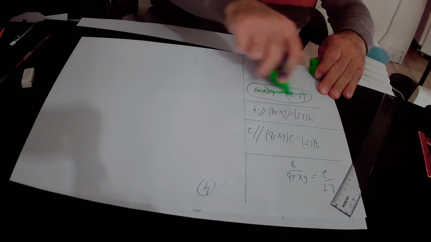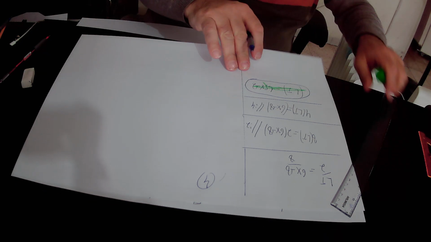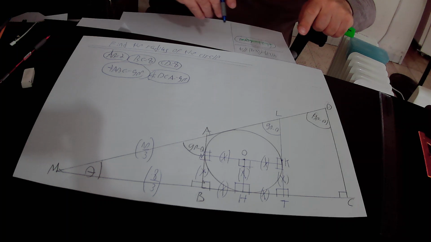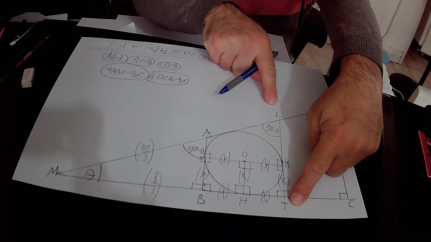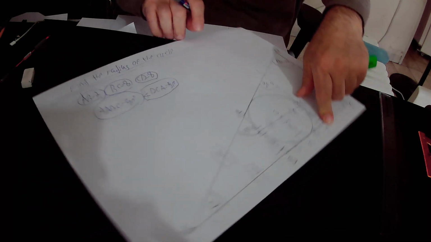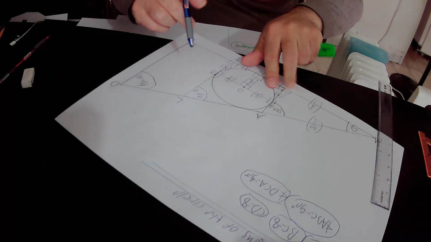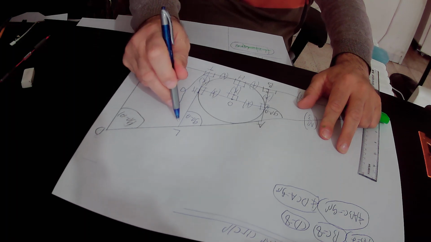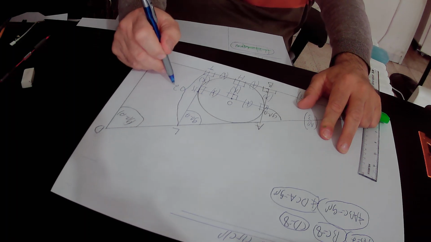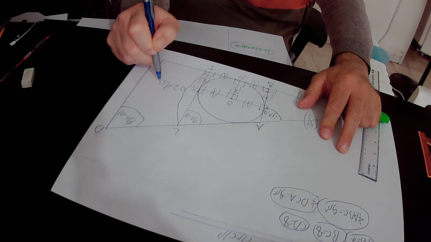So here we can write down in the original drawing that this line segment LT equals 2 plus 1.5x. LT equals 2 plus 1.5x.